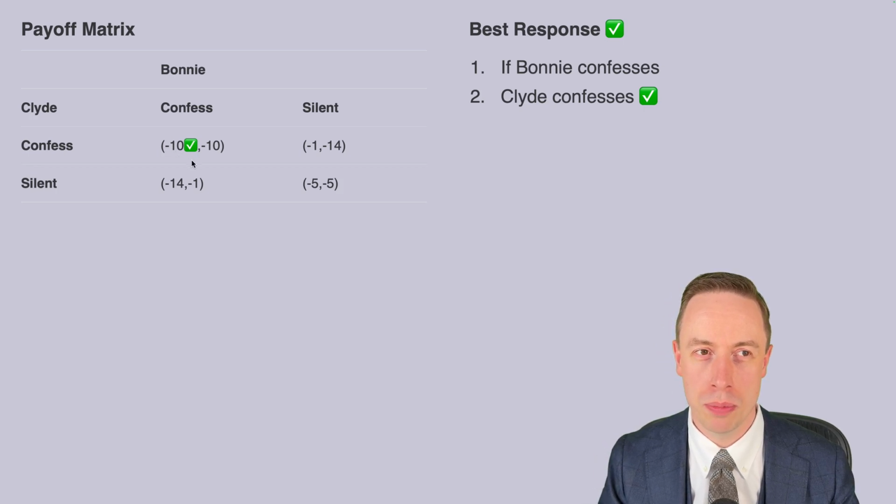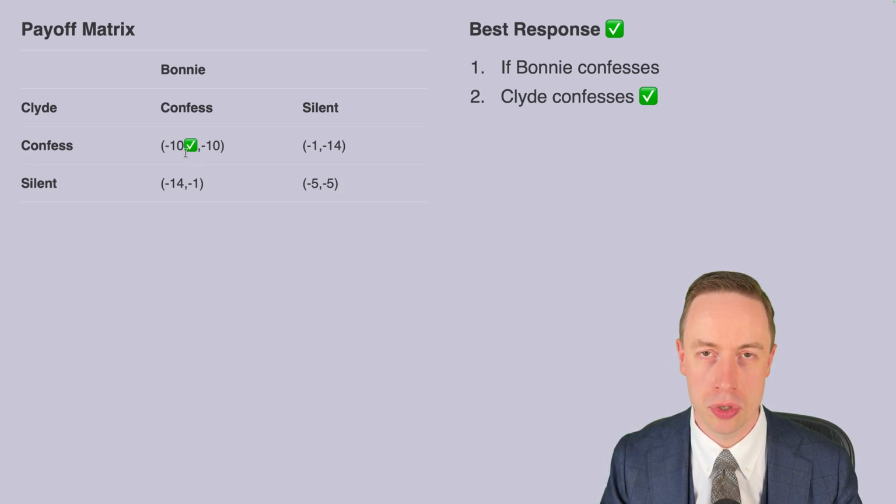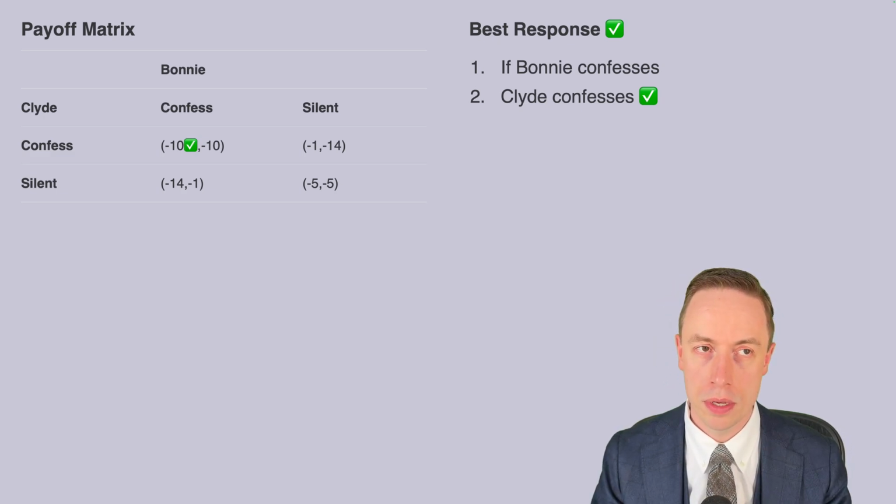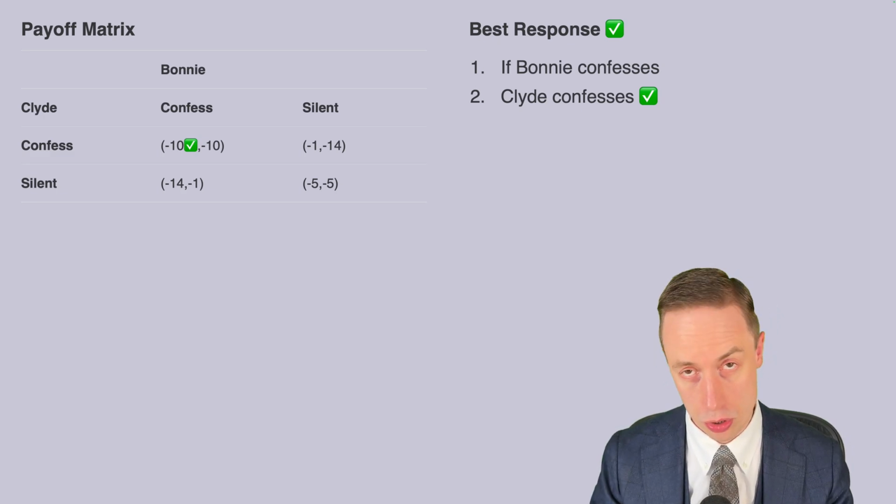So Clyde's best response to Bonnie confessing is that Clyde wants to confess. Put a check mark next to Clyde's -10. That'll make it really easy to keep track of the best responses. So we're not done with Clyde yet, right? Clyde also has to pick a response to anything else Bonnie might do. Well, there's only one other option here.